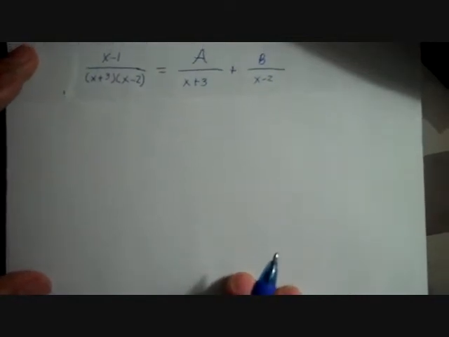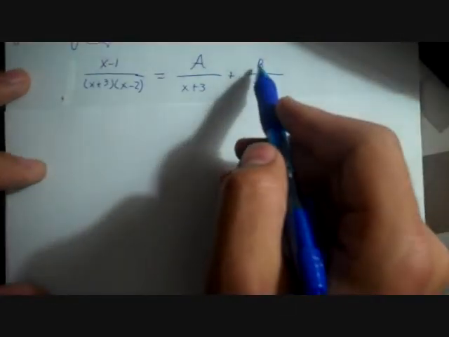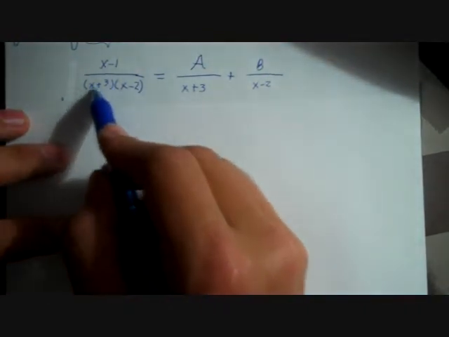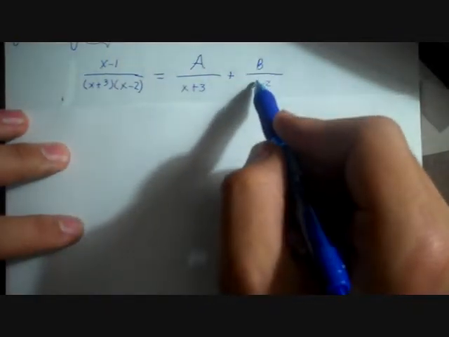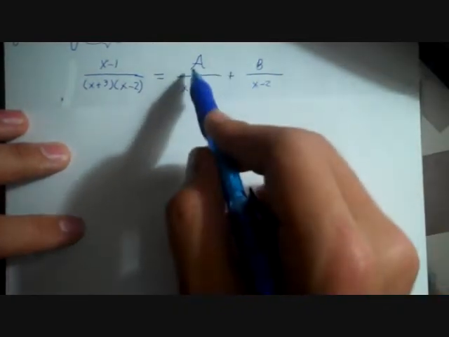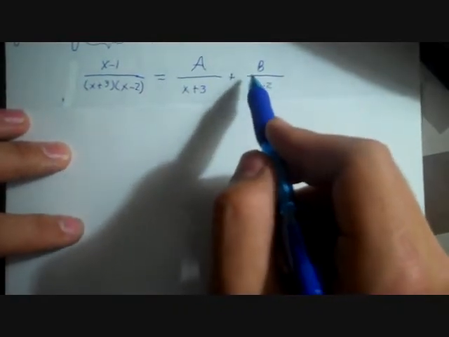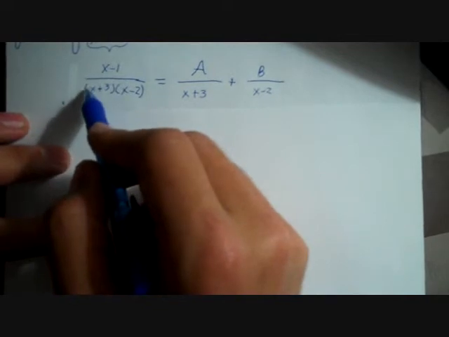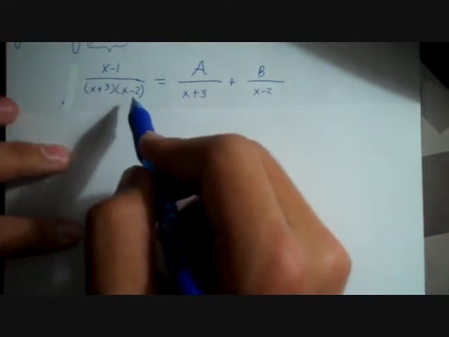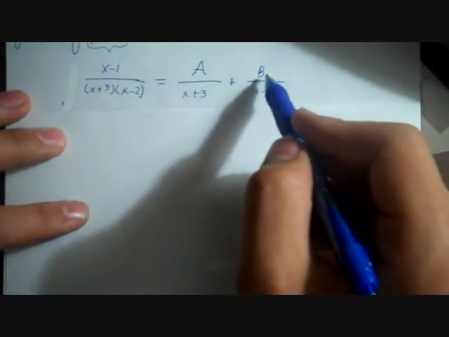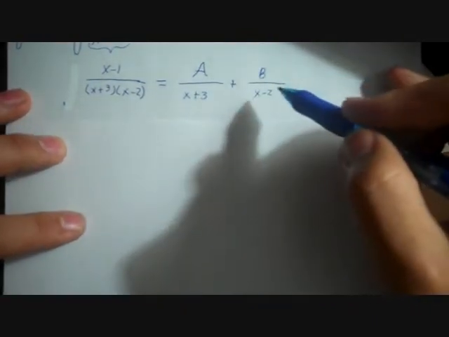I'm going to make a claim that there are two numbers, a and b, such that a over x plus 3, which is a factor of our denominator, plus b over x minus 2, which is another factor of our denominator, equals our integrand here, x minus 1 over x plus 3 times x minus 2. So let's find out what a and b equal.